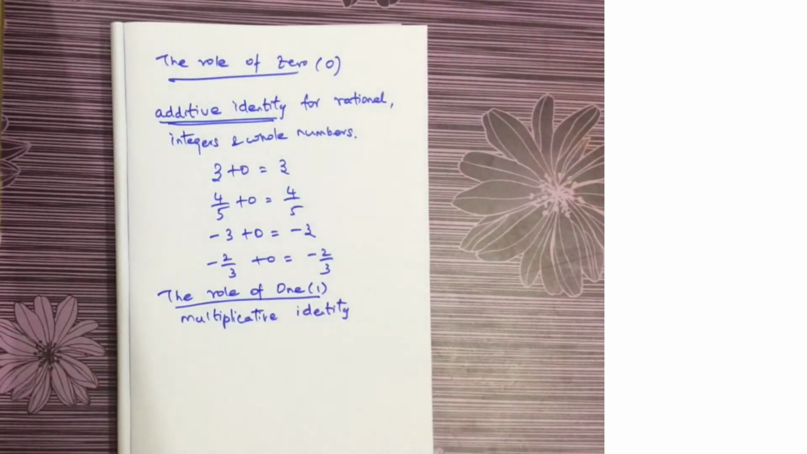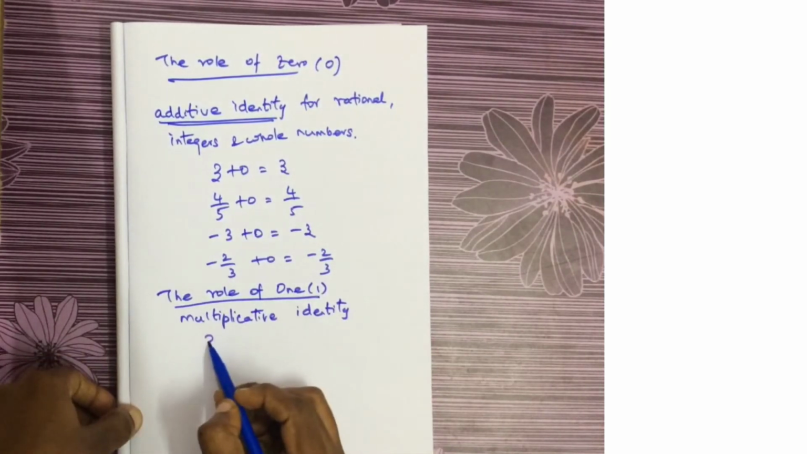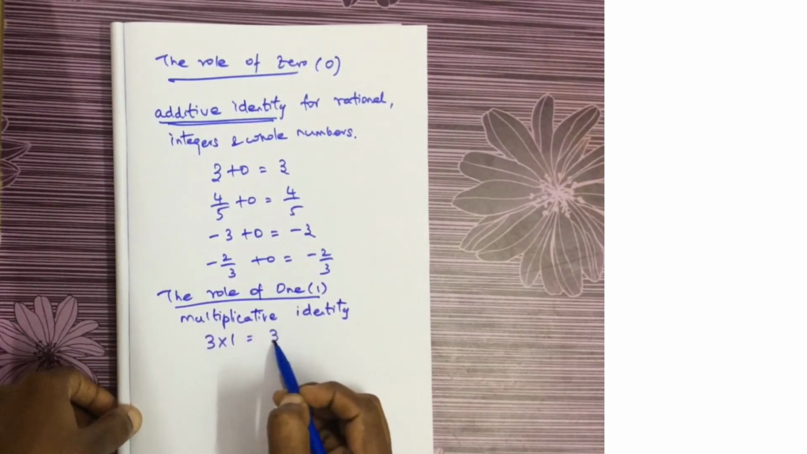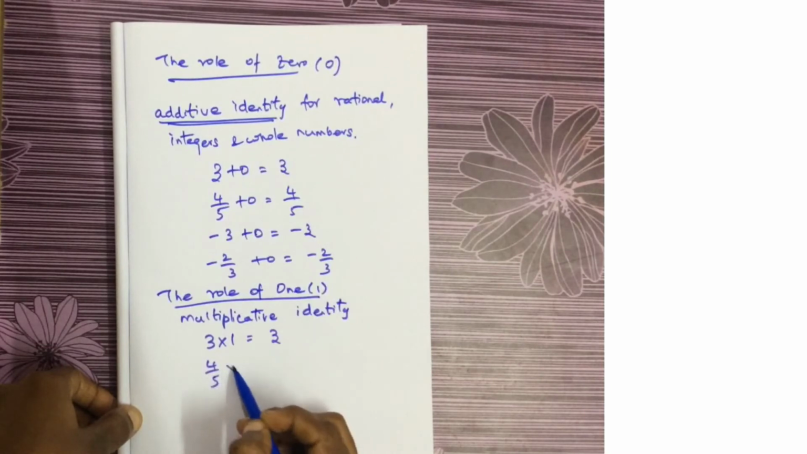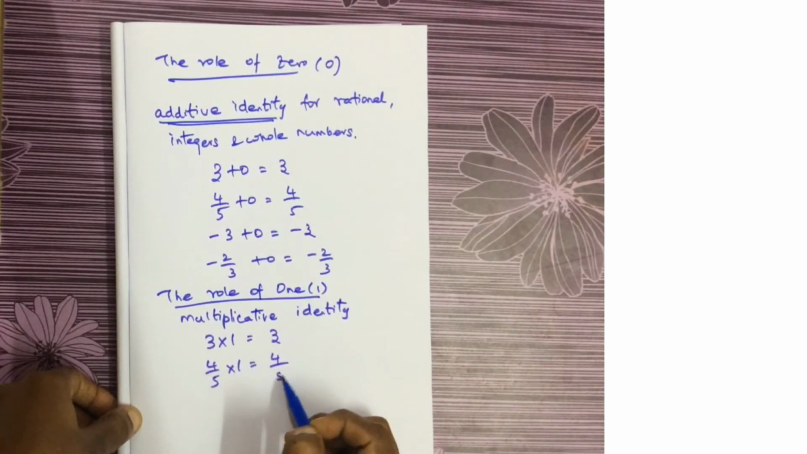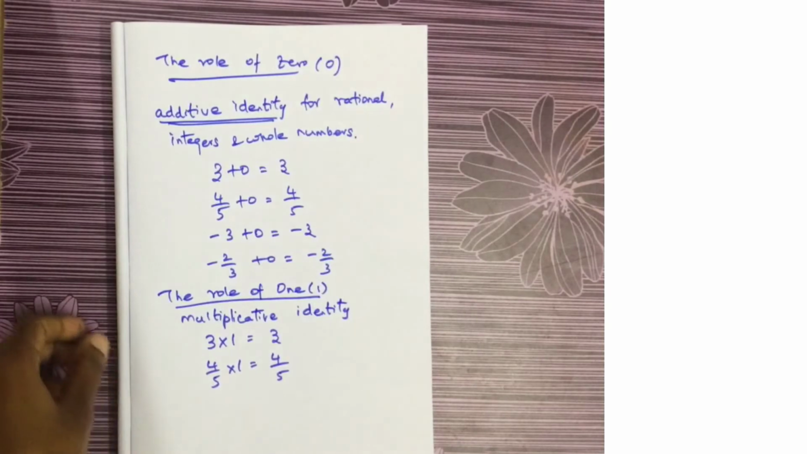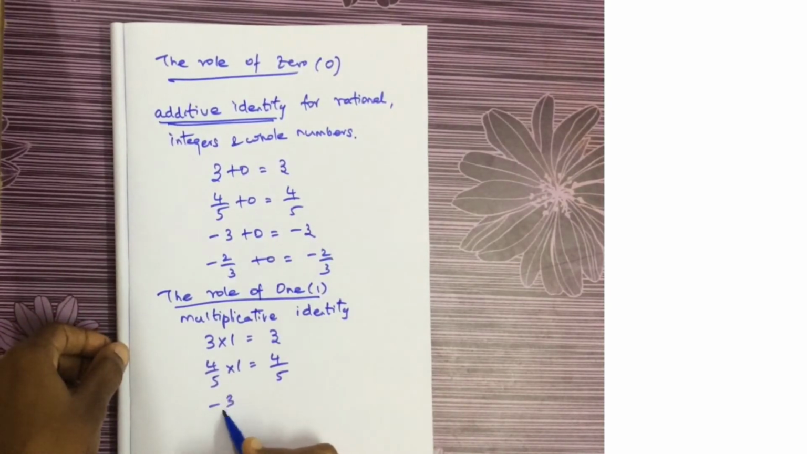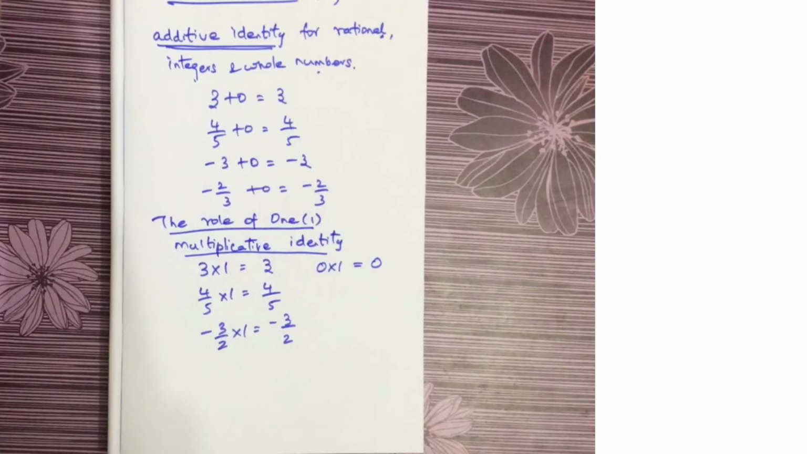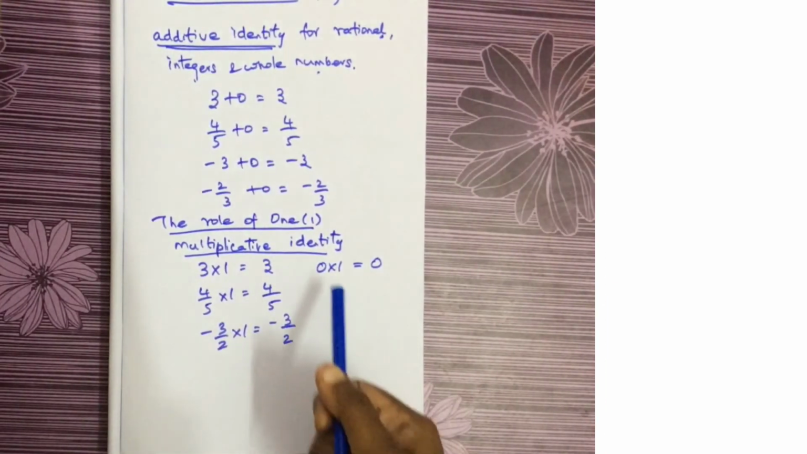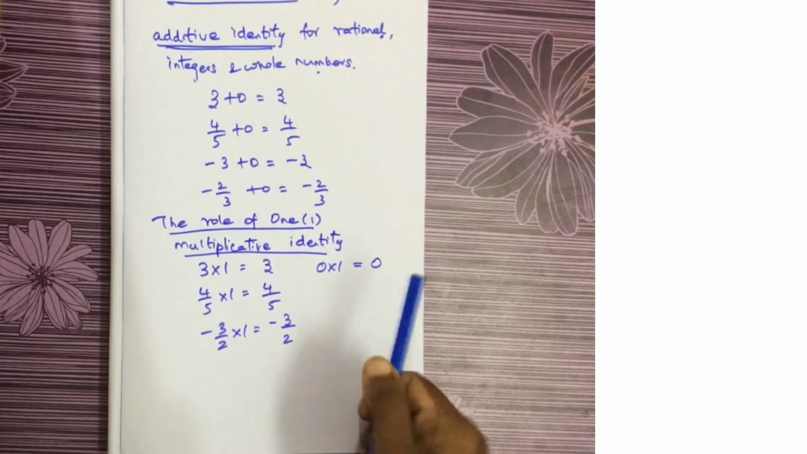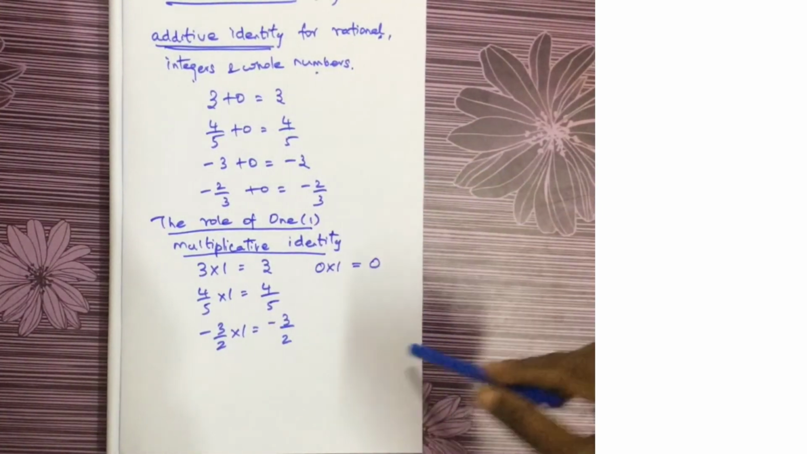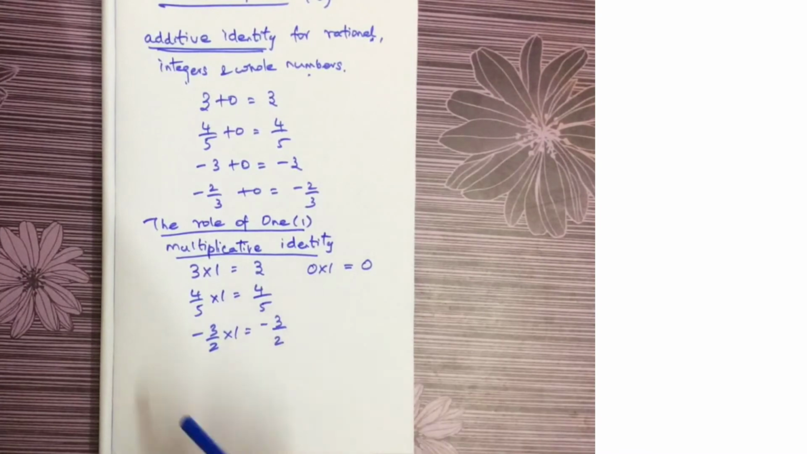Whenever you multiply anything with 1, 3 multiplied by 1 is 3. 4 by 5 multiplied by 1 is 4 by 5. And then minus 3 by 2 multiplied by 1 is minus 3 by 2. So 0 multiplied by 1 is 0. Similarly, for additive identity, here also multiplicative identity holds for rational numbers, integers, and also for whole numbers.